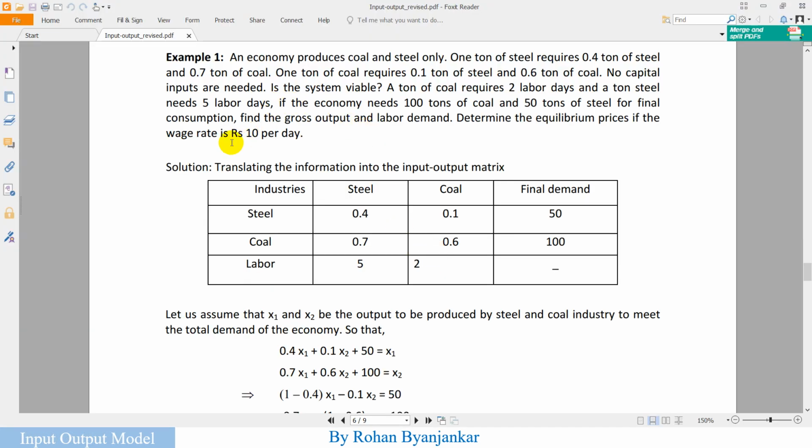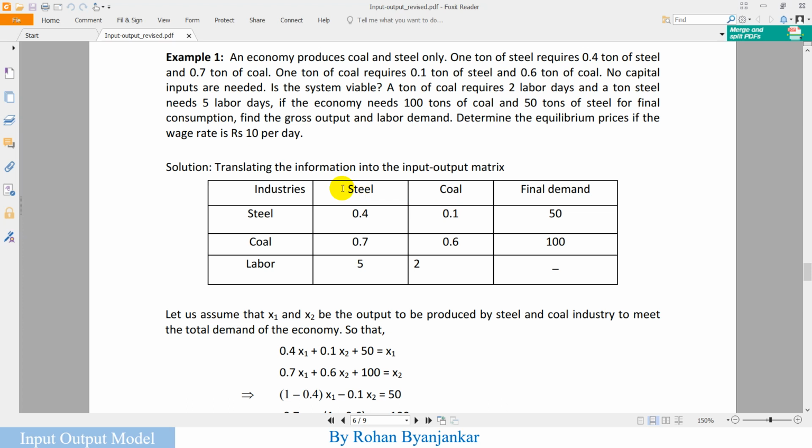So now here we can see the example. An economy produces coal and steel only. There are only two industries, the coal industry and the steel industry. 1 ton of steel requires 0.4 ton of steel and 0.7 ton of coal. It means that we are dealing with the input.